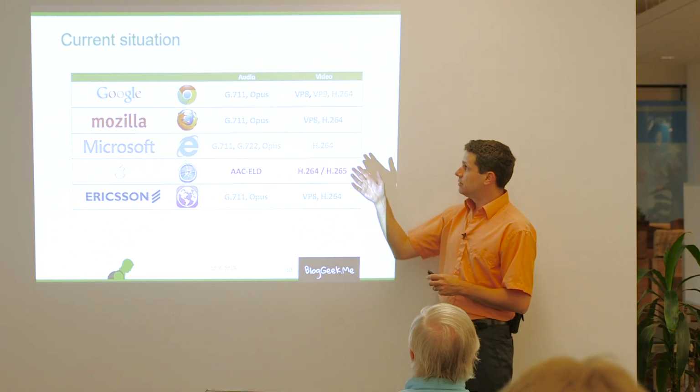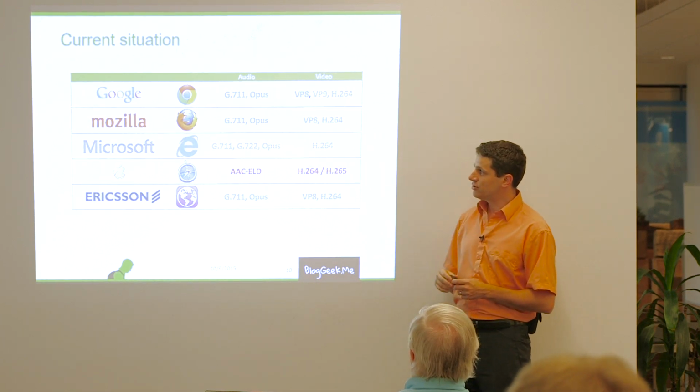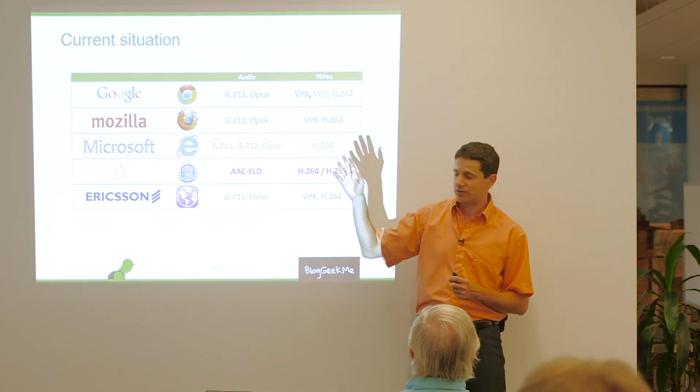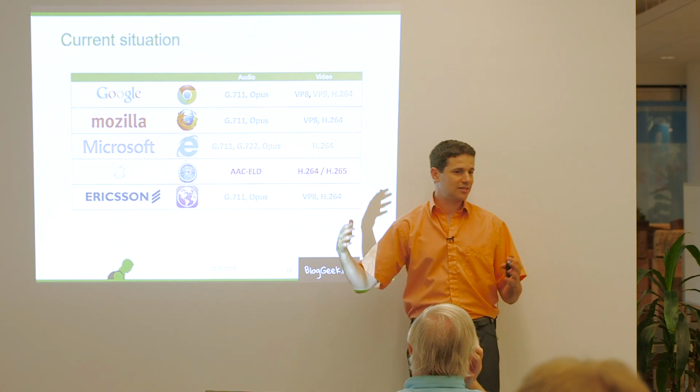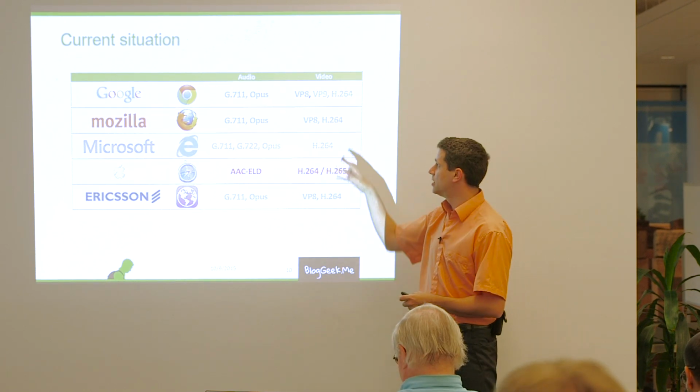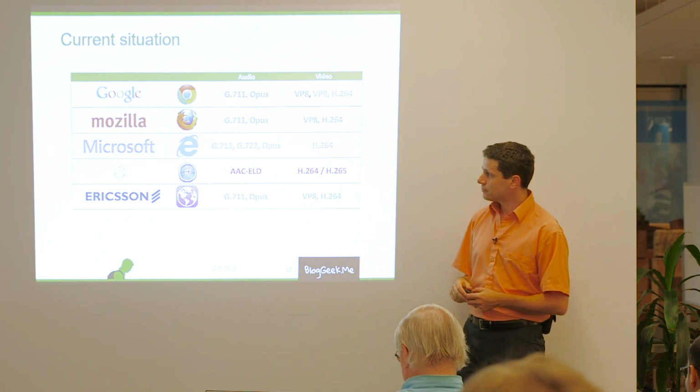Then there's Mozilla, with VP8 and H.264, just because they decided to take money from Cisco and not only Google, sorry. They needed another source for their money. Cisco seemed a nice company to get money from, so that's an alternative.